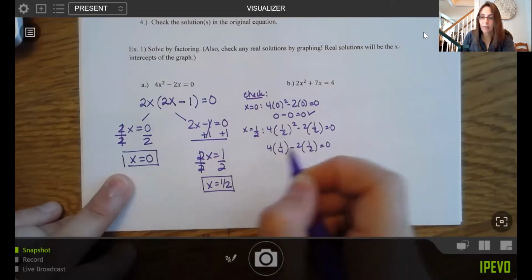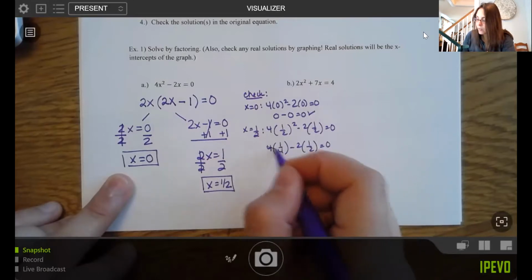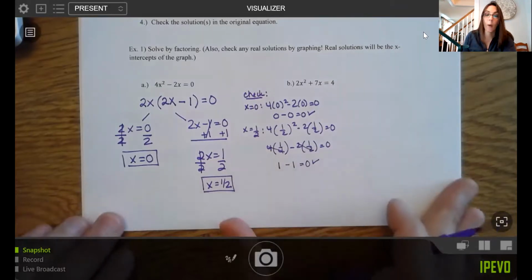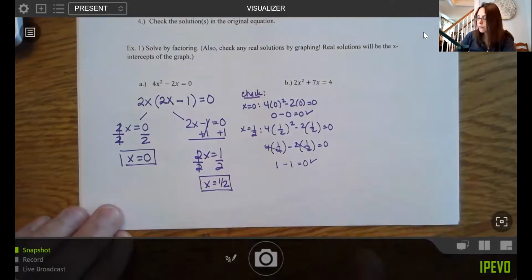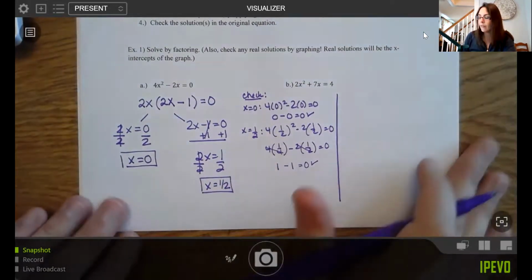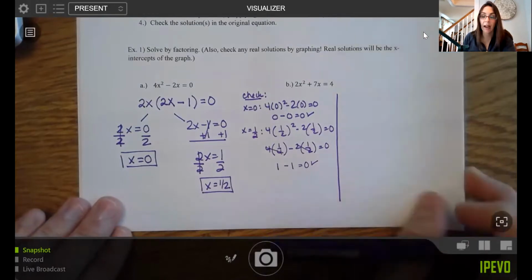And you're going to notice that our fractions here are going to cancel, right? I'm left with just a 1 and a 1, and 1 minus 1 is 0. So both of these solutions check out. And I'll let you check the rest of the examples on your own if you want to verify that your answers are actually valid.